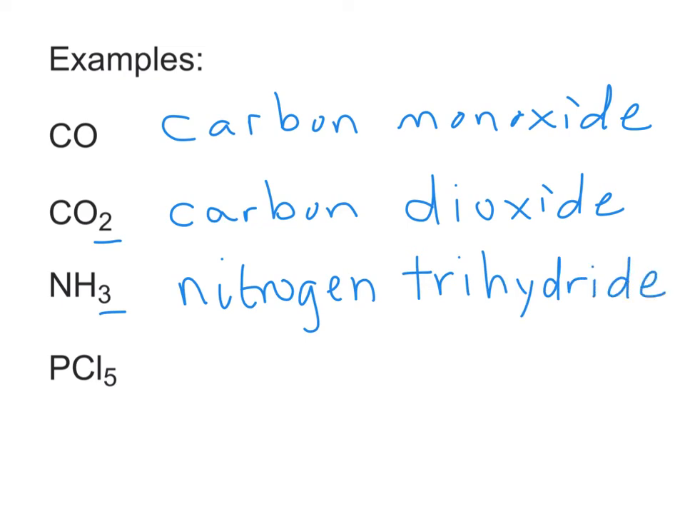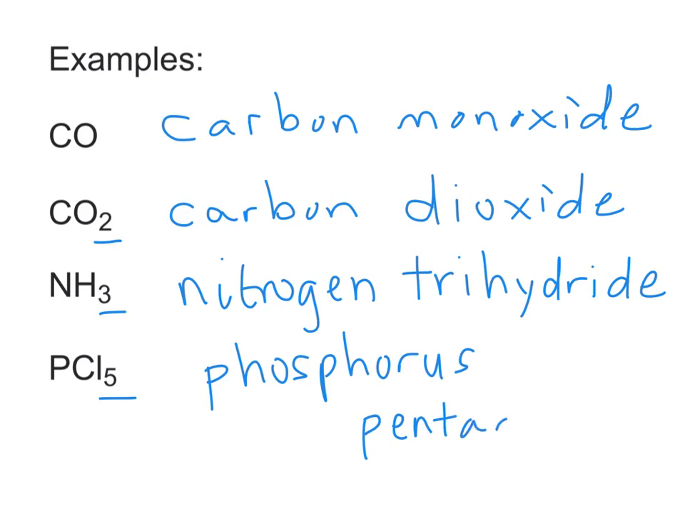And finally, we have PCl5. There's no subscript for the phosphorus, so the first part of the name is just phosphorus. The second element, chlorine, has a subscript of 5. The prefix for 5 is penta, so the final part of the name is pentachloride. Notice that each of these compounds' names end in IDE.